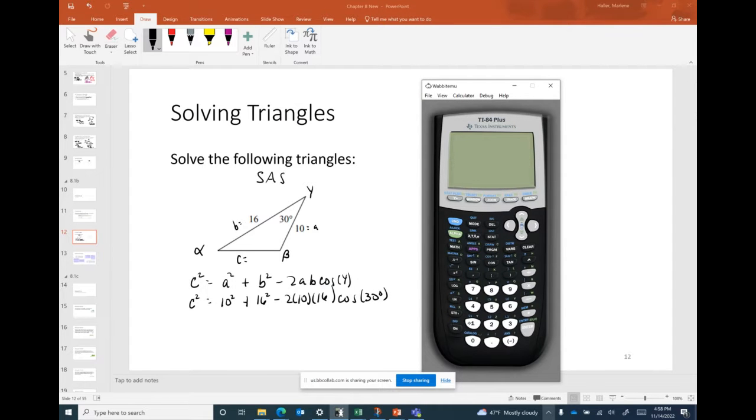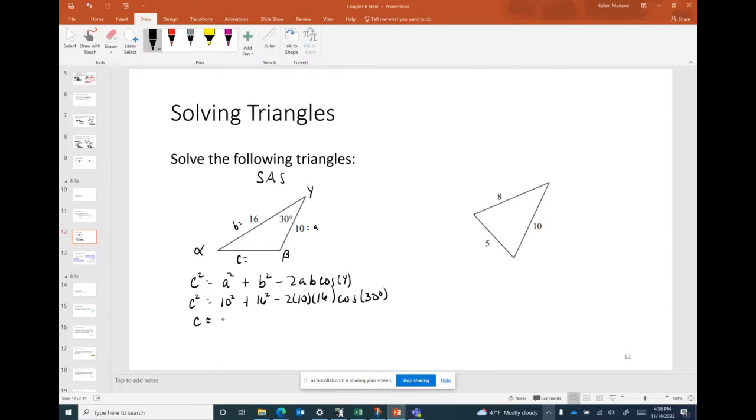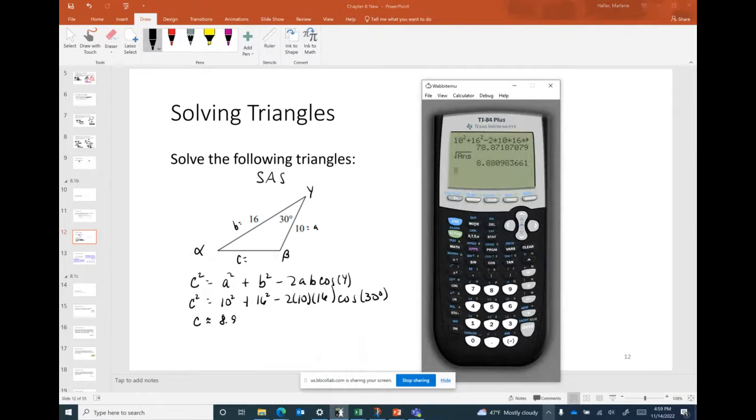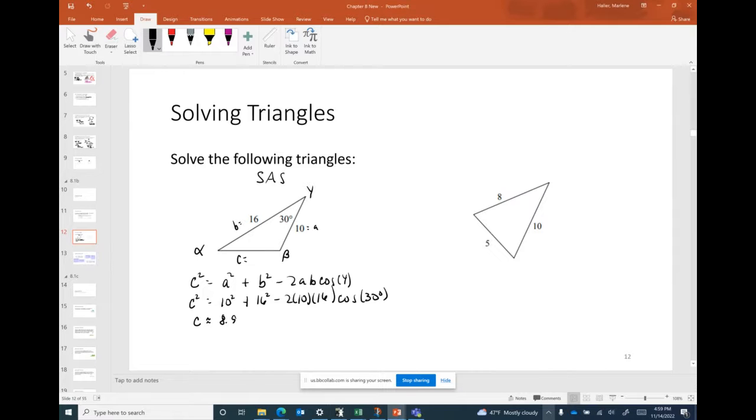10 squared, that's going to be 100. Wake up my calculator here. There we go. So 10 squared plus 16 squared minus 2 times 10 times 16 times, oops, I meant times the cosine of 30 degrees. And it looks like C squared is 78.87. Well, we want C, so let's take the square root of that, and we see that it is about 8.9. I should check to make sure that calculator was in degree mode. I think it was. It was. Okay. So C then is equal to about 8.9.